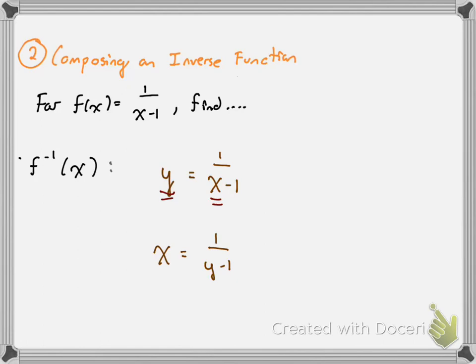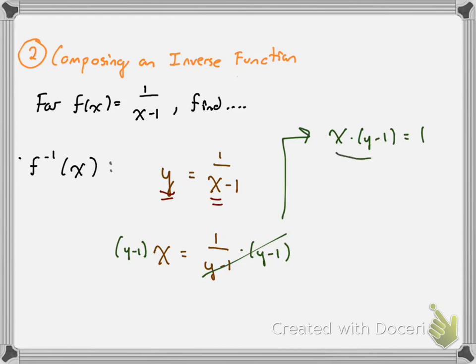Right now it's trapped in the denominator, so I'm going to multiply both sides by y minus 1. I have x times y minus 1 over 1. I'll divide both sides by x. I have y minus 1 equals 1 over x. My last step, I'll add 1 to both sides. So my new equation is y equals 1 over x plus 1.